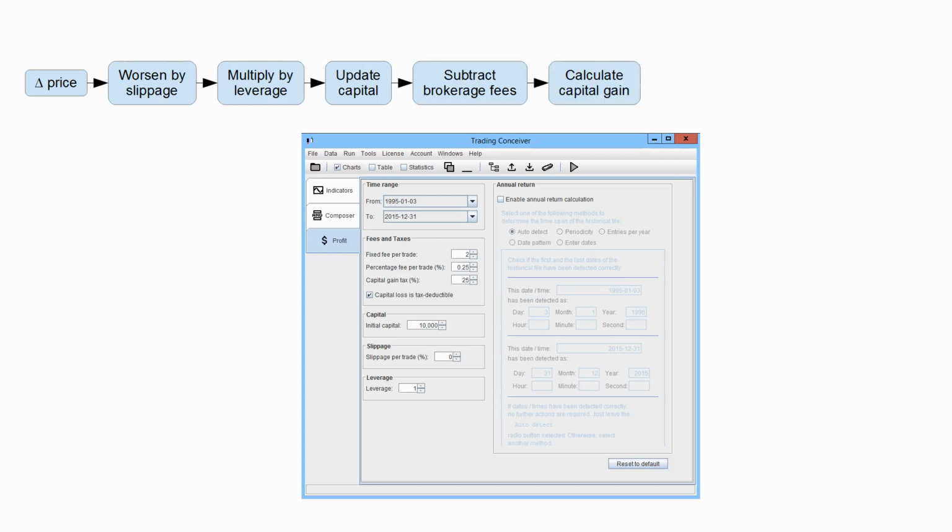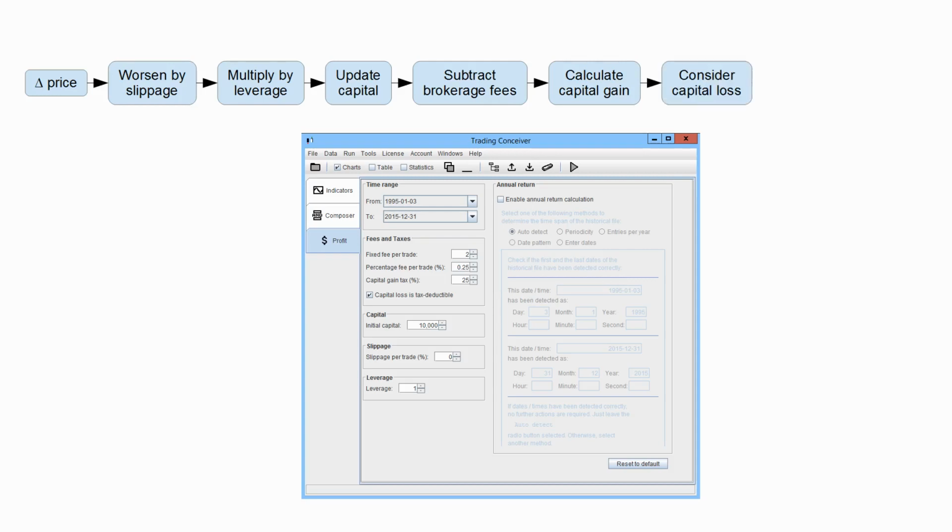The capital gain is calculated by subtracting the broker fees for opening and for closing the operation from the profit. This is an important point because we are assuming something favorable for the trader. The capital gain, upon which taxes are based, is reduced by brokerage fees. This might not be the case for you.